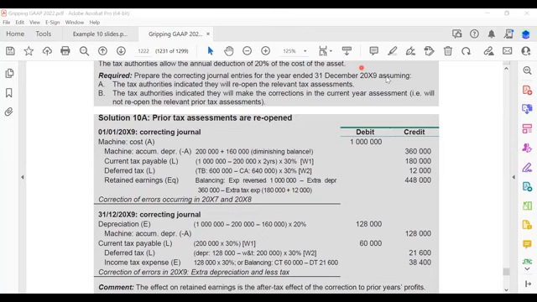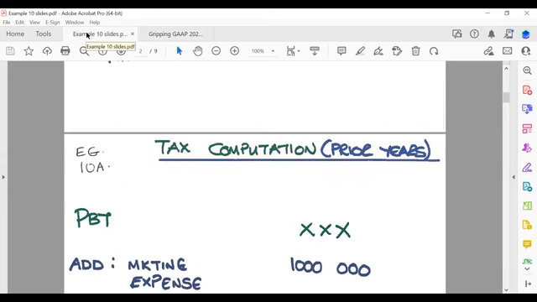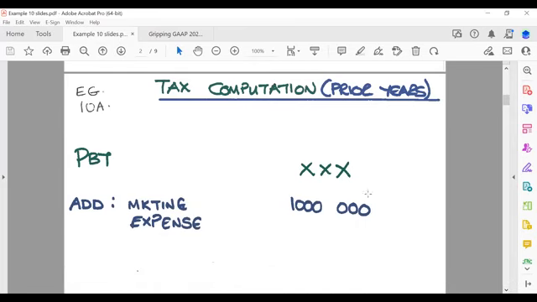Can I please repeat the current tax journal? You're confused with one, no problem. We can go there. So if we go to our current tax journal, if we start off with our profit before tax, we need to add back a marketing expense of $1 million because we claimed it previously to the receiver of revenue. Our profit was understated by $1 million previously because we told him there was a marketing expense, when in fact there was no marketing expense. So to correct that now, we have to add back a marketing expense of $1 million.